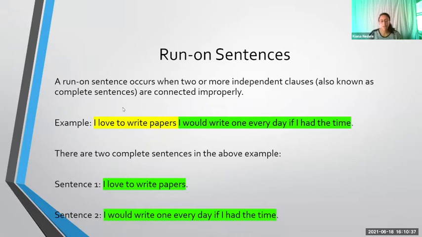And you notice there are two complete sentences in the above example. I love to write papers is sentence one. Sentence two, I would write one every day if I had the time. So there's two ideas here in this one sentence. But because this isn't connected correctly, it's confusing for the person reading.